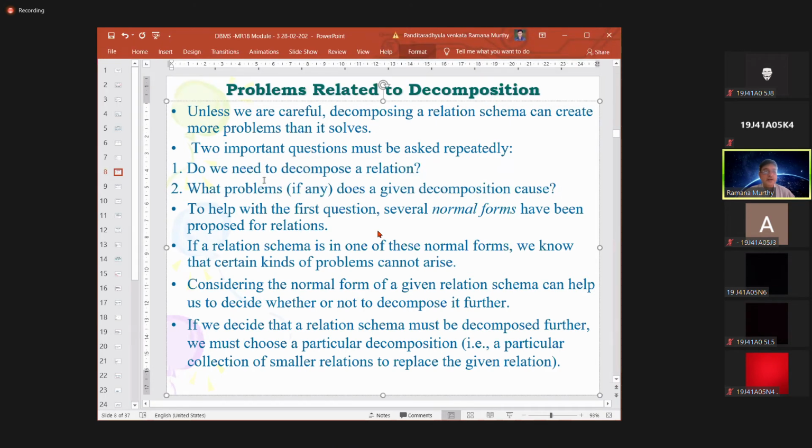What are those two questions? Do we need to decompose a relation? What is the reason we are decomposing? We need to identify this particular question, and we'll see in what way we can answer it. Similarly, what problems may a given decomposition cause?